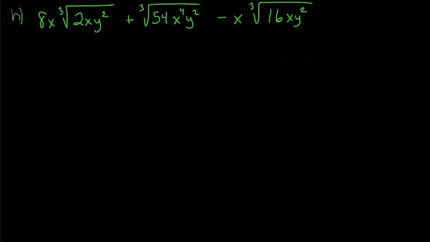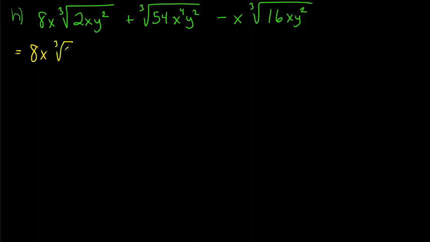Okay, I'm skipping G and going right to H. G, I think, is very similar to F. So if you can do F, you should be able to do G in much the same way. But H, I think, is a little bit trickier because there's a cube root, and then there's also 3 terms here. Right, so let's start with the first one. We have the first term here. We have an 8x in front, so there's nothing we can do with that right now.